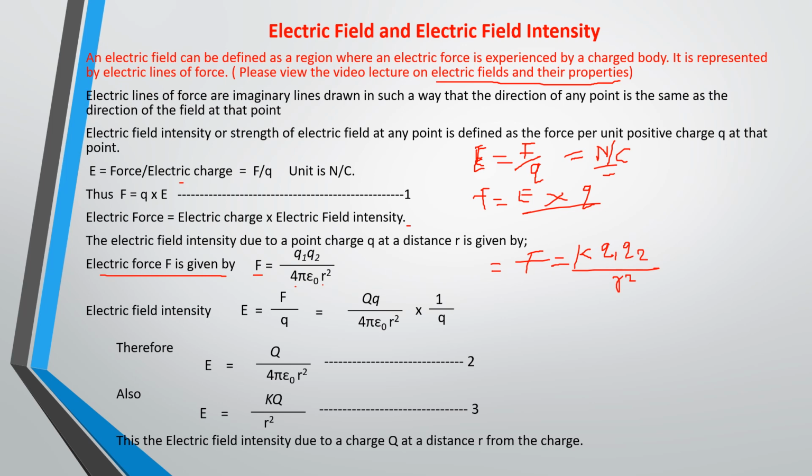So for a point charge in an electric field, we can write this. We know that E, which is the electric field intensity, is equal to the force all over Q. So what you do is substitute the value for the force into this particular equation. So you will have this.